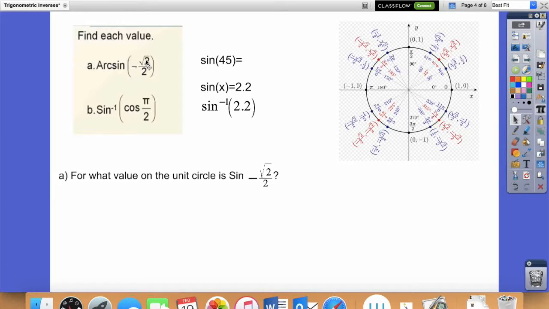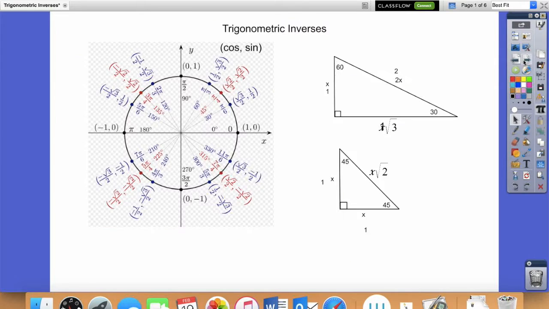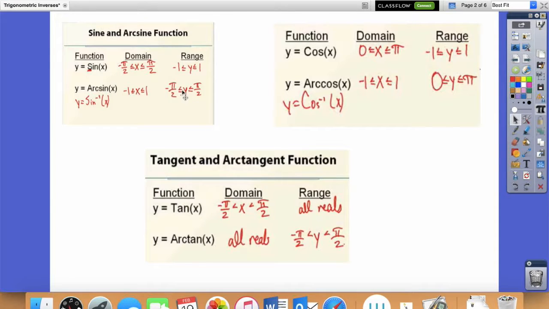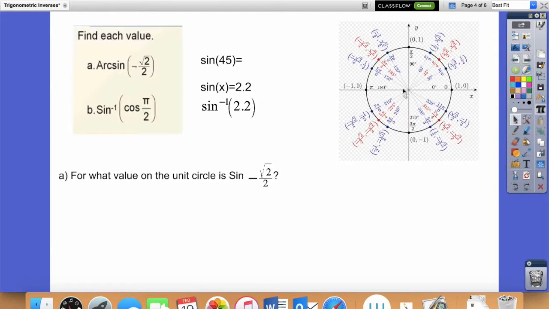So when it says arc sine of negative root 2 over 2, basically what that's saying is: for what value on the unit circle is the sine negative root 2 over 2? So first thing we have to remember is our domain. If we go back here to our domain and range, we have to be between negative pi over 2 and pi over 2. So that means we're basically looking over here at this quadrant.